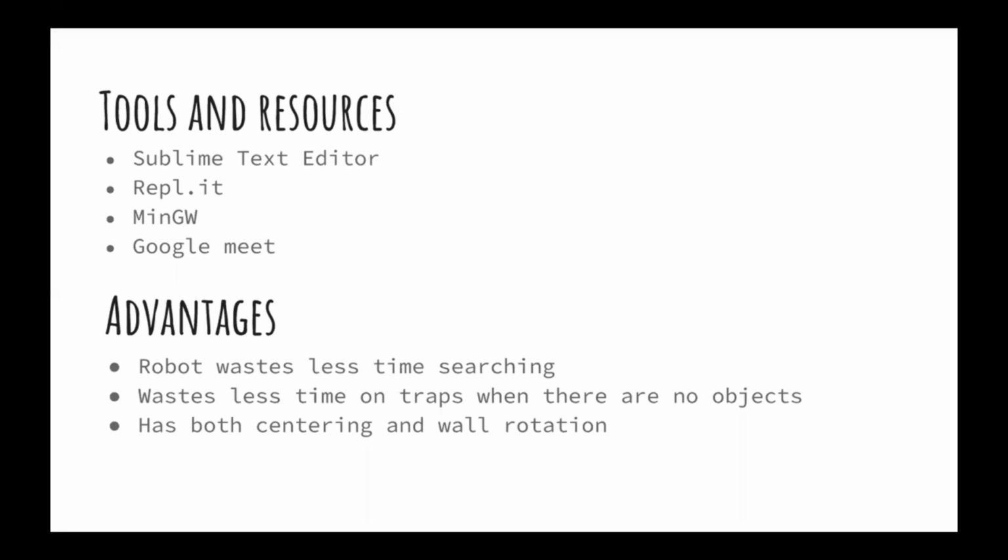Tools and resources we used included the Sublime Text Editor, Replit, MeanGW, and Google Meet in order to communicate and code. Advantages of these tools and resources were that the robot wastes less time searching, it wastes less time on traps when there are no objects, and has both centering and wall rotation.